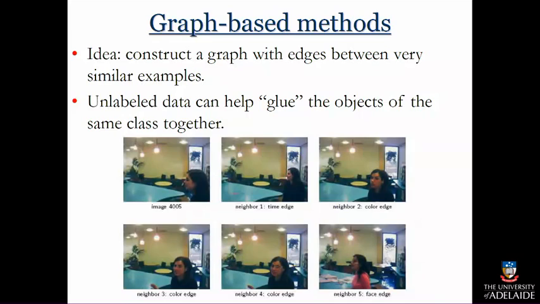Here I show you another example. This is a very good application, like image classification or object classification in videos, because of the temporal smoothness along the time axis in videos, so we can take advantage of that.